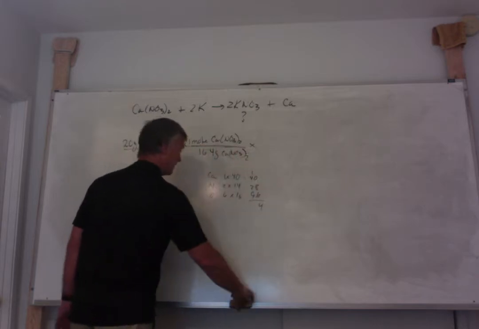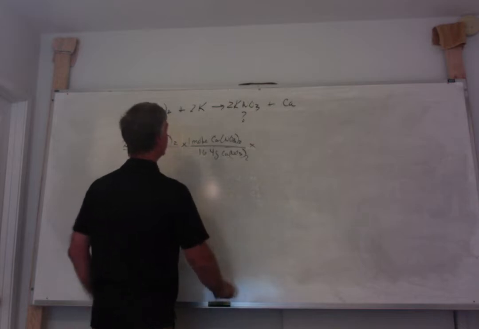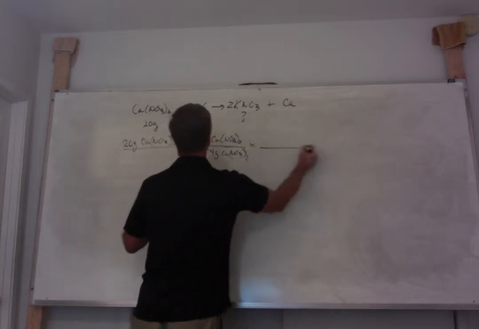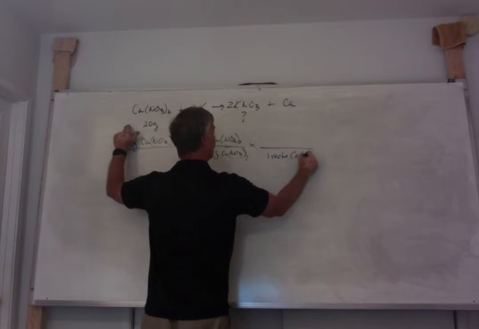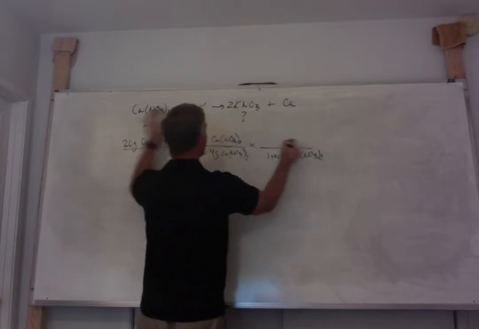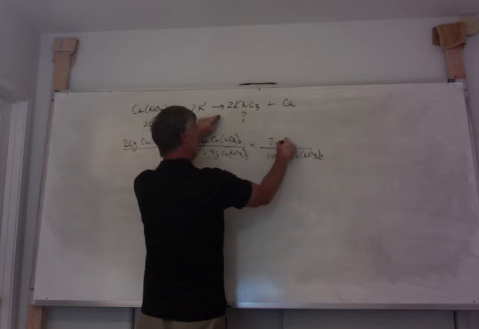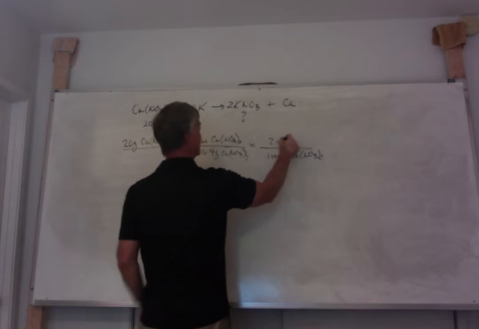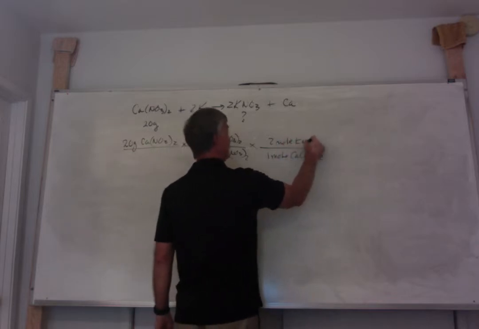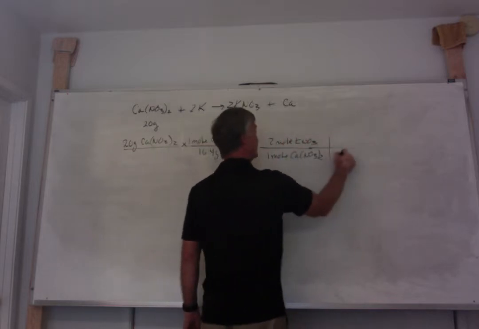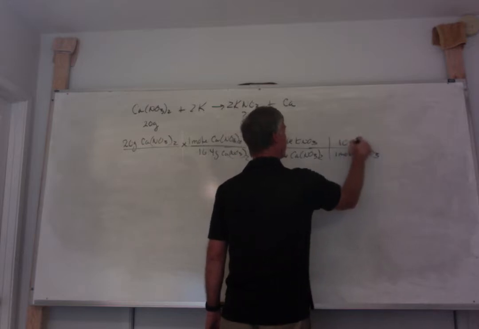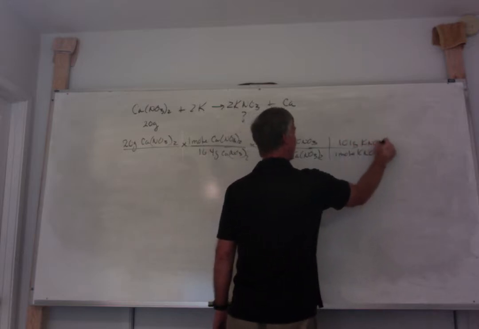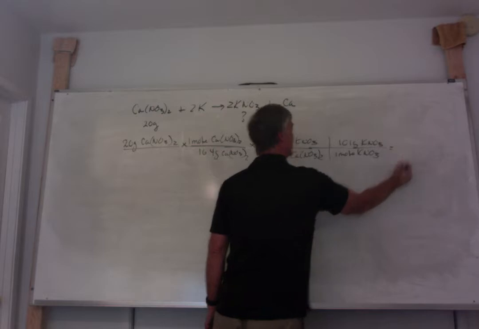And now we put in the heart of stoichiometry, which is the mole ratio. We have 1 mole of calcium nitrate for every 2 moles of potassium nitrate. And then 1 mole of potassium nitrate would be 101 grams of potassium nitrate. You can check that out later if you want to, but that's what we would get.